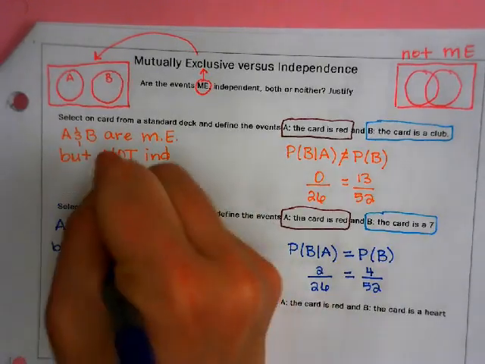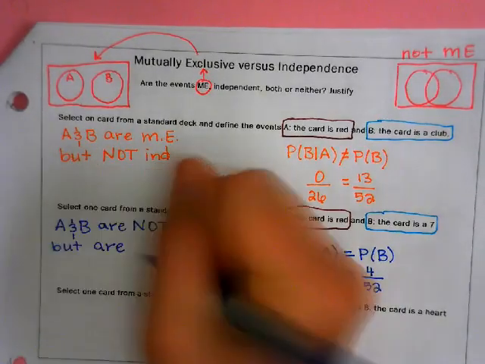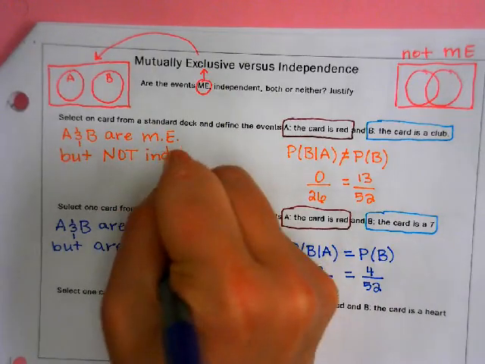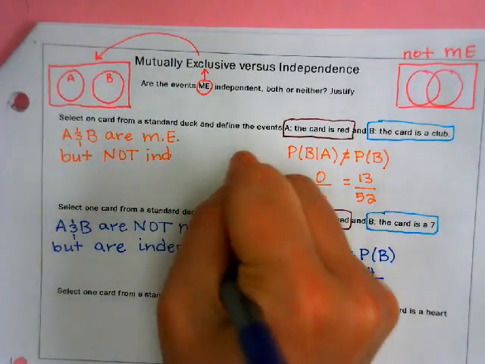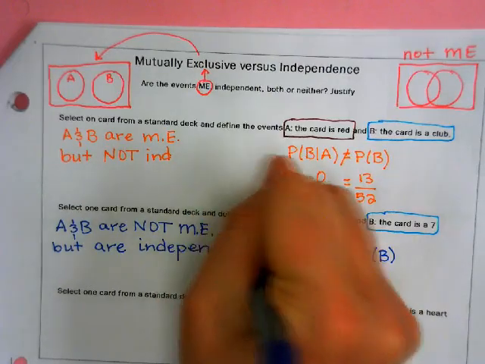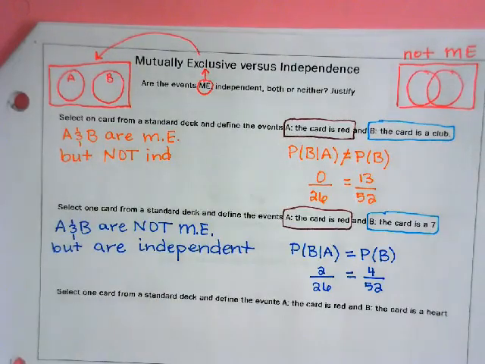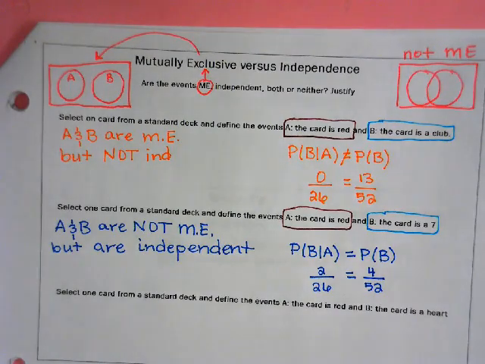Any questions so far? Yes, sir. If it's mutually exclusive, then it cannot be independent? Are you just basing that off this one? Why don't we see what happens here? There's one that we can't have. But let's see what happens.